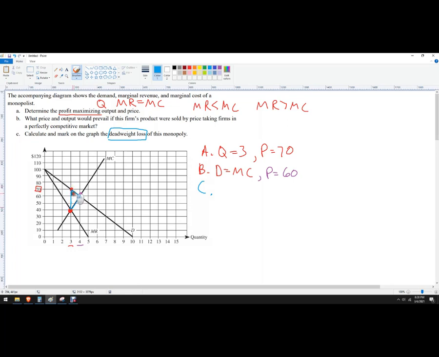I'll color that in here, a bluish color. It's a linear triangle in this problem, and when they're linear triangles, it's just 1/2 base times height. So we've got 1 as one side of that triangle, and then we're going from 40 up to 70, so it's going to be 30. So that's 30, and then half of that is 15, and that's the deadweight loss. And that's how to solve this type of problem.